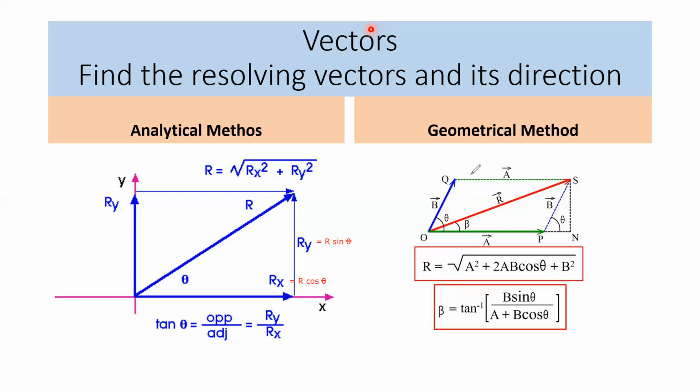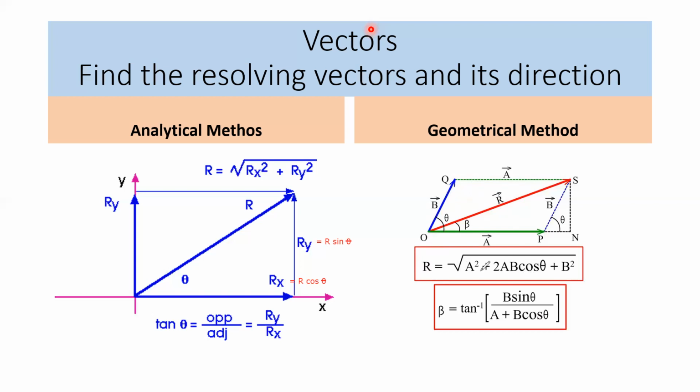And it is different from the geometrical method. In the geometrical method, we have to draw first, and then we can use a protractor to find the angle theta, or you can use geometry to find the angle theta based on the question. So we do not describe the components of each vector. How do we find the resolving velocity? The resolving velocity equals the square root of a squared plus b squared plus 2ab cos theta, where theta is the angle between vector A and vector B.